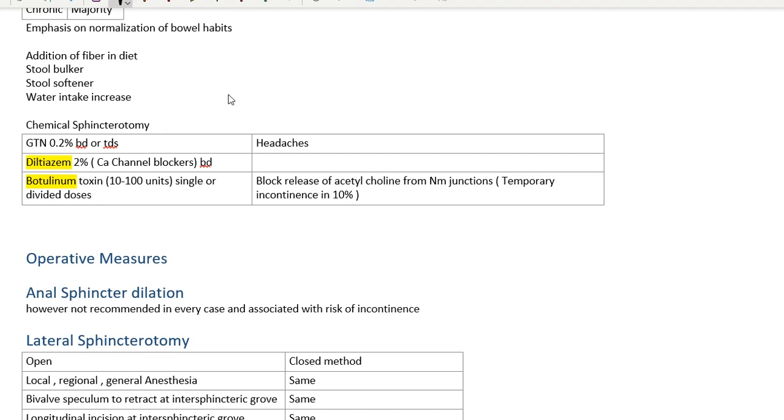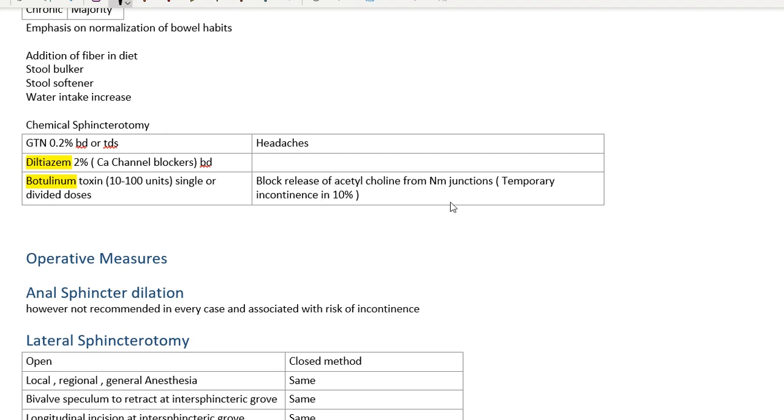On the other hand, you can prescribe two other things. One is diltiazem 2%, which is essentially a calcium channel blocker. You can give it BD, twice a day, while GTN can be given 2 to 3 times a day. What it does is essentially the same thing, smooth muscle relaxation, which will lead to the healing of the fissure. You can also use botulinum toxin, 10 to 100 units. It can be given in a single or multiple doses.